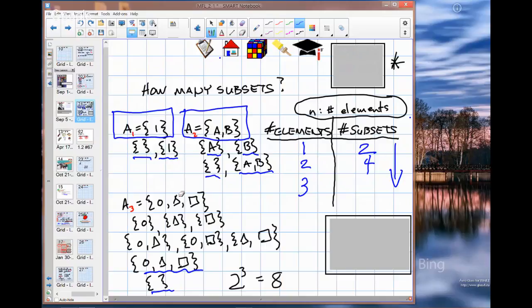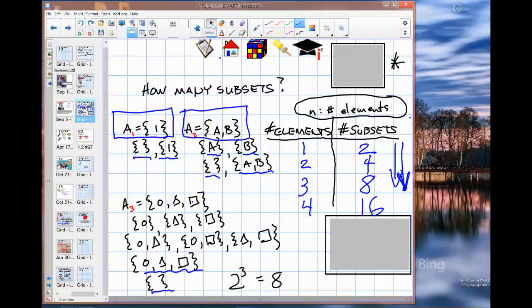How many subsets are there? 1, 2, 3, 4, 5, 6, 7, 8. Do you see a pattern over here? Does anybody see a pattern? When I had 1 element, I had 2 subsets. When I had 2, I had 4. When I had 3, I had 8. Any pattern over here? The previous number times 2? Exactly. So what you're saying is the next one should be what? 16. That's correct.